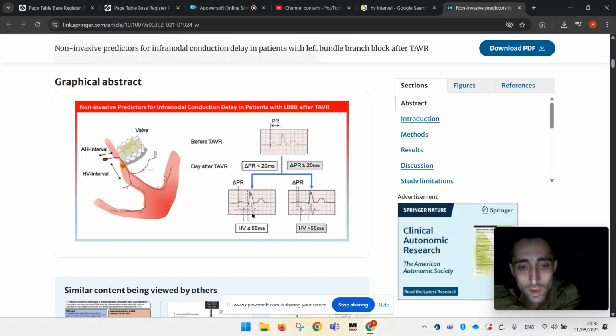You can see here in the image that they show the PR interval is prolonged when the HV is prolonged, but I think you can't really count on it, because there is also the AH interval and you don't really know what is prolonged and how much is prolonged. So I'm not sure that it's so reliable to make your decision about the HV interval based on the PR interval. That's it about the HV interval.